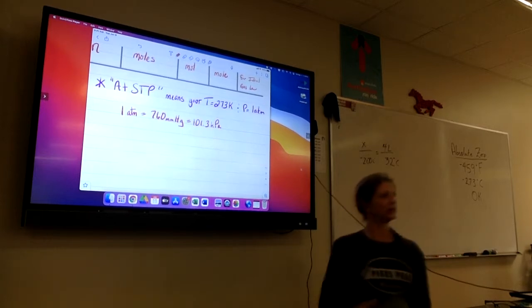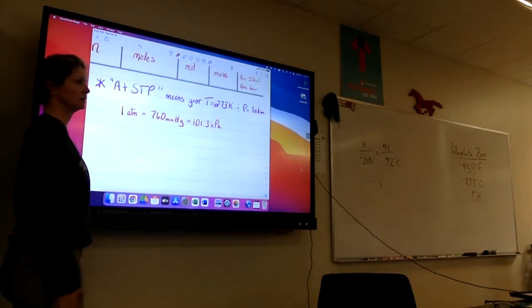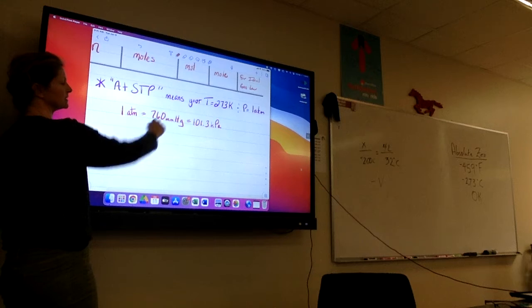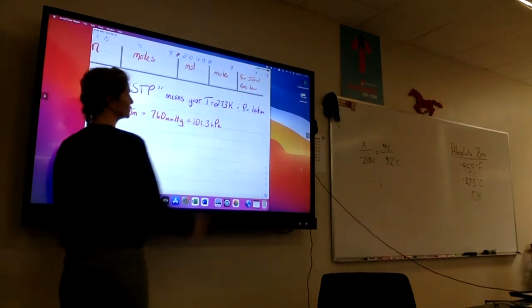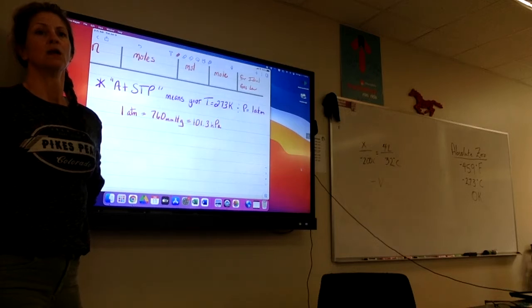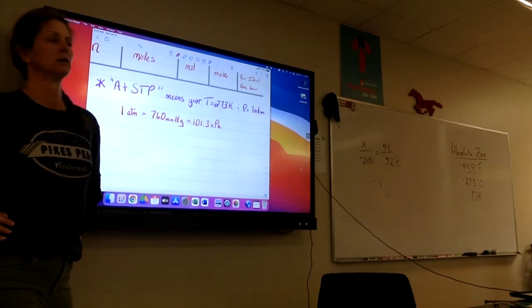And then if you're needing to convert between the 3 pressure units, this is how you can convert between them. 1 atm is equal to 760 millimeters of mercury, which is also equal to 101.3 kilopascals. You shouldn't need those conversions except very occasionally.